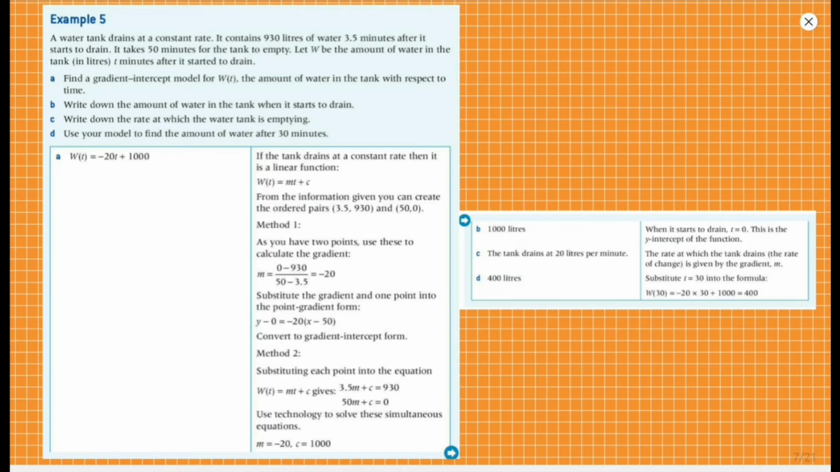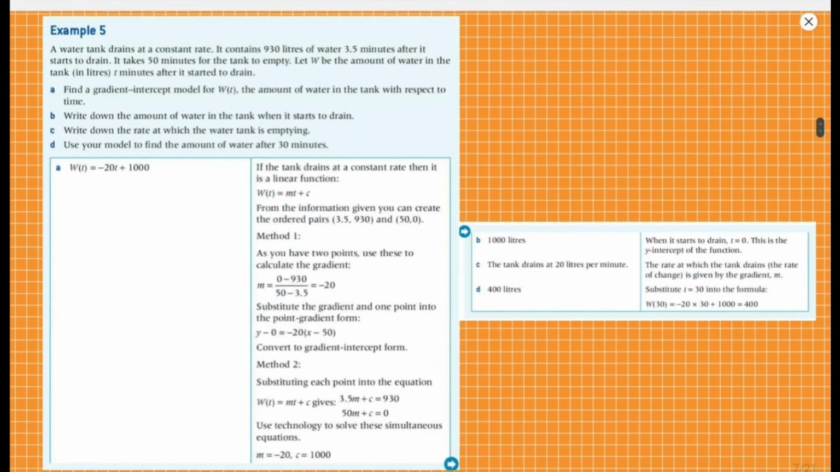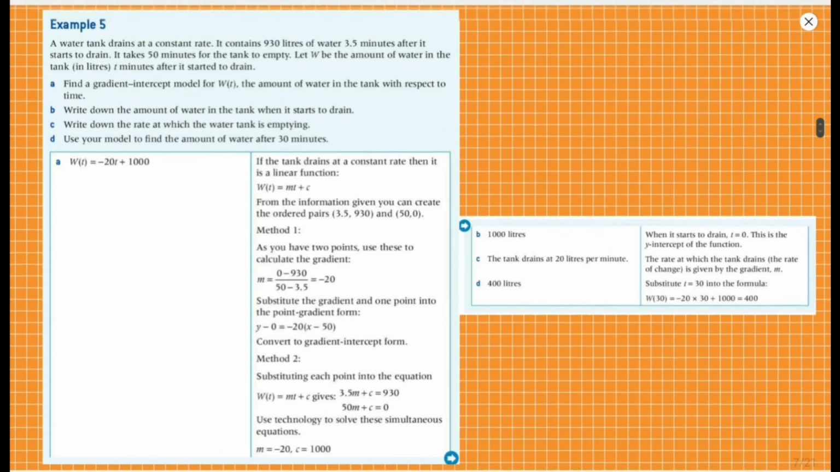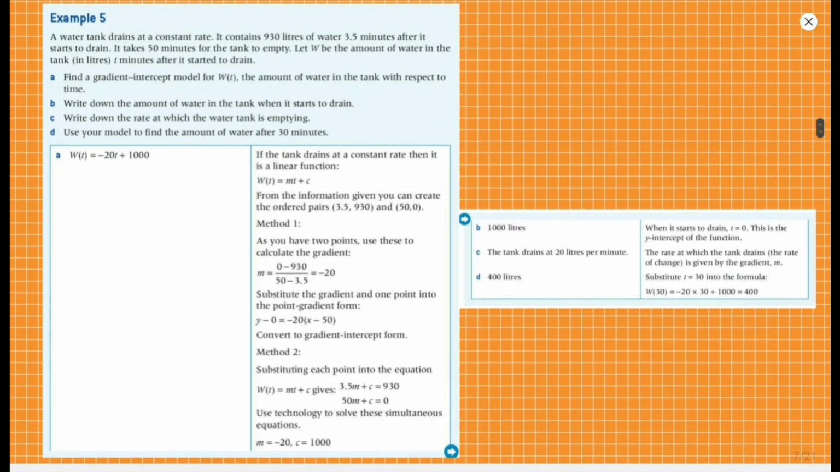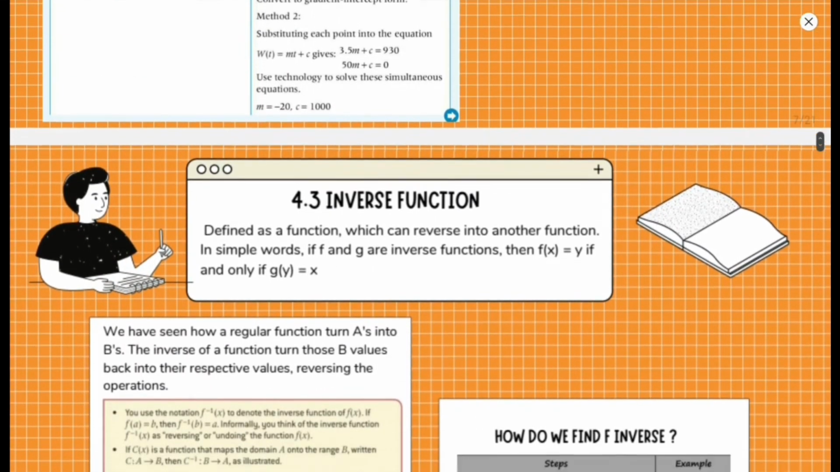Like I told you just now, function notation starts with f(x) or any other letter, but the question here asks for it to be W(t), which means W is the amount of water and t is the minutes that you have to input. It is the domain. So I think you can read this by yourself. So I think we move on to the next section, which is 4.3.